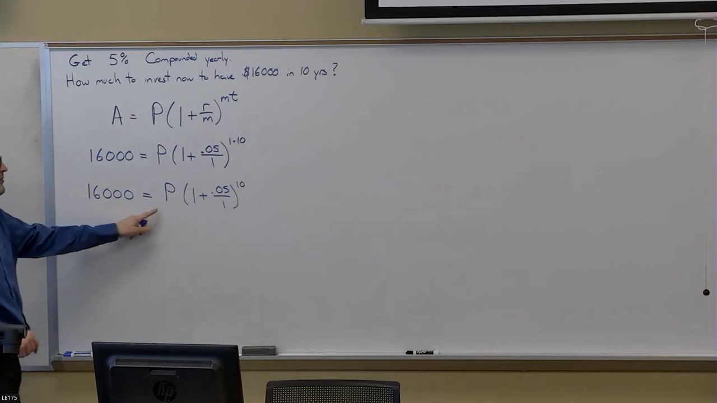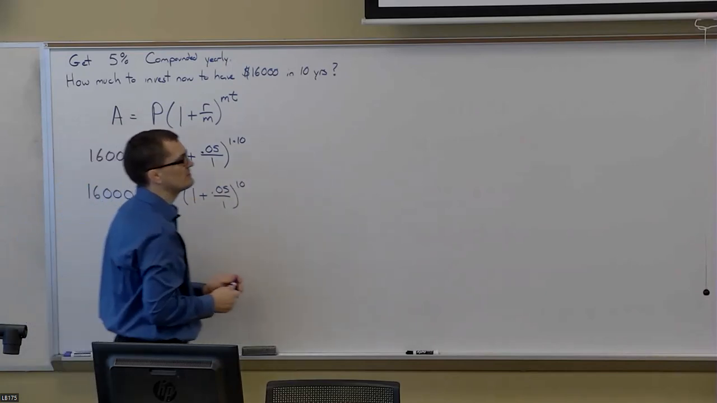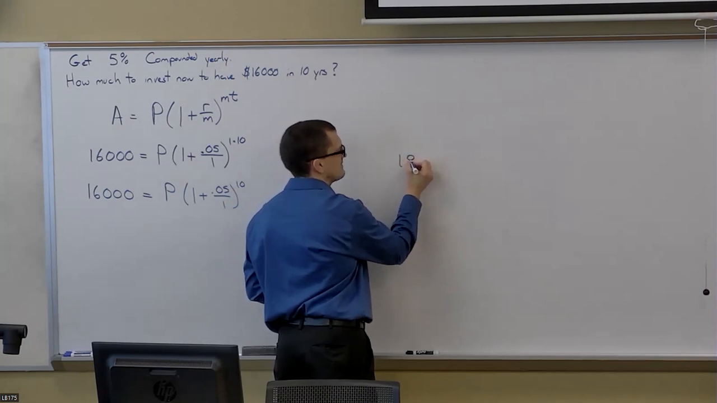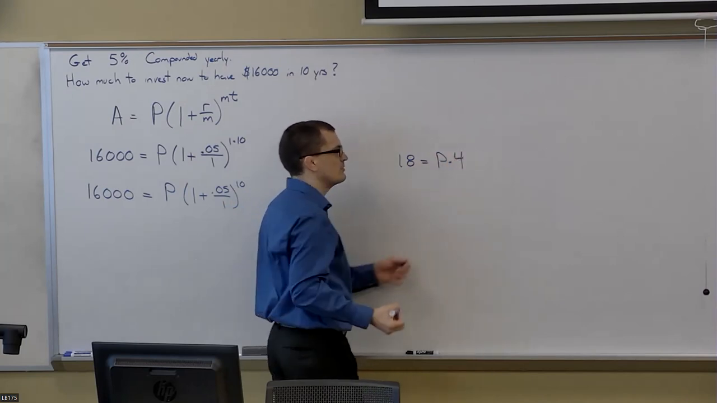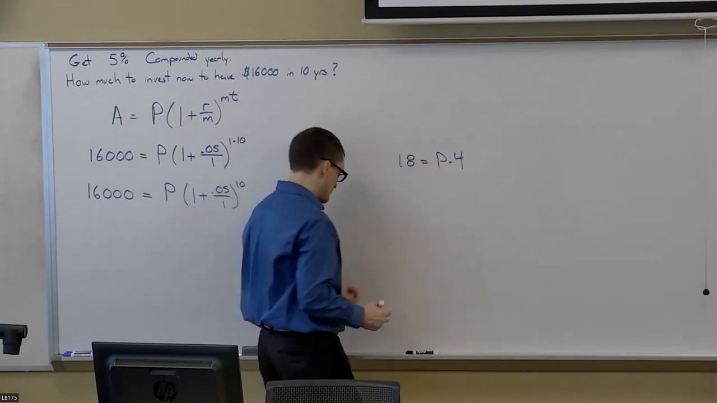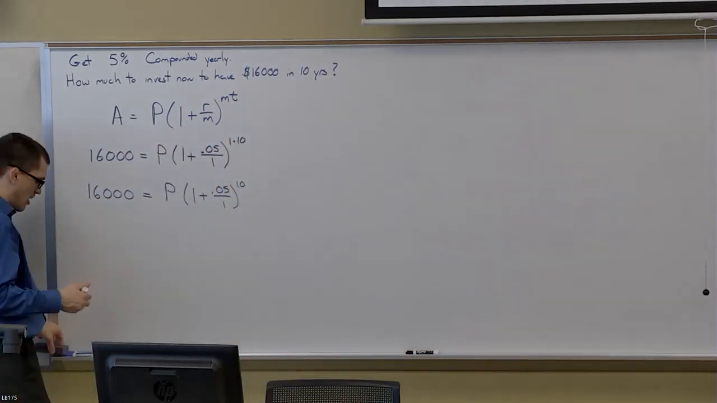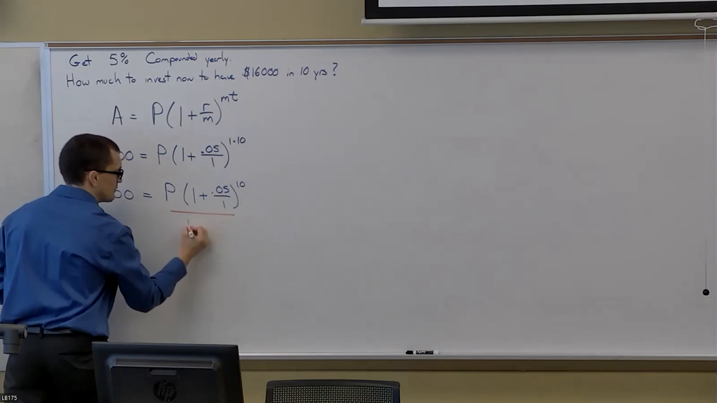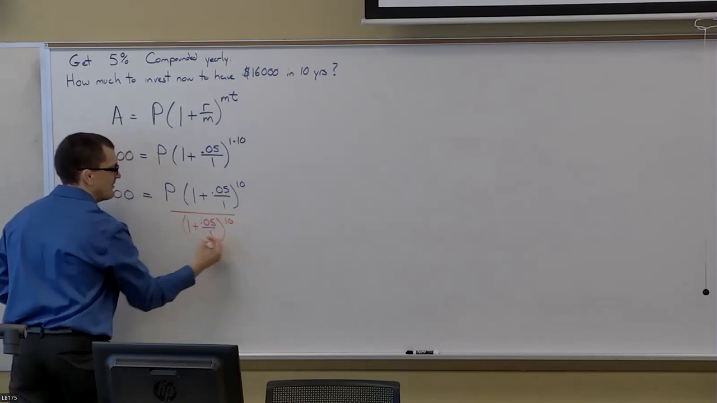Now, in order to figure out what P has to be, this is just a number. So it's exactly like if I said I have 18 equals P times 4. What would you do to find the P? Well, you divide both sides by 4, right? So that's a Math 104 thing. Basic algebra. All we have to do, therefore, is divide both sides of this equation by that number.